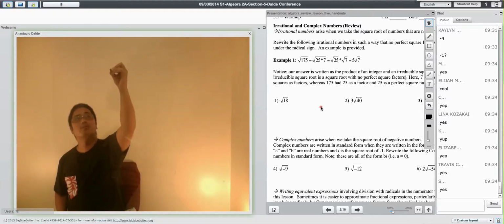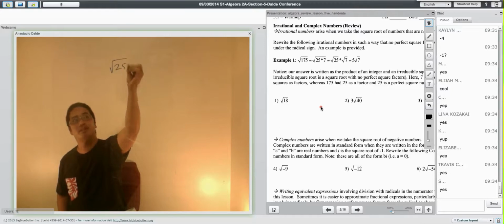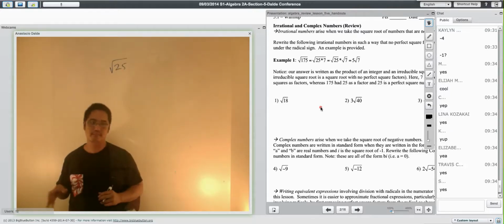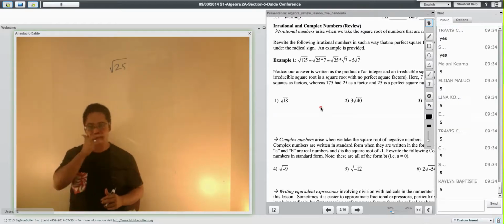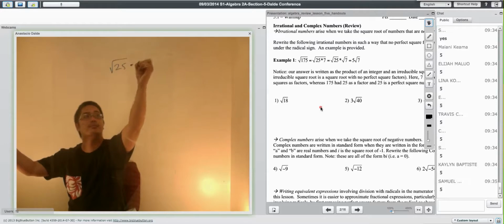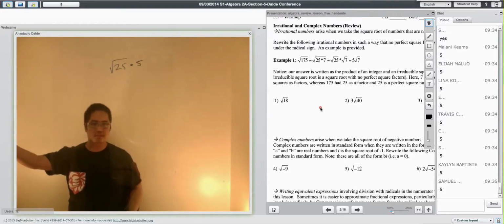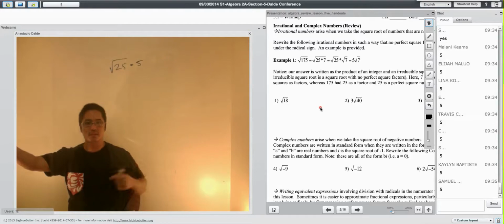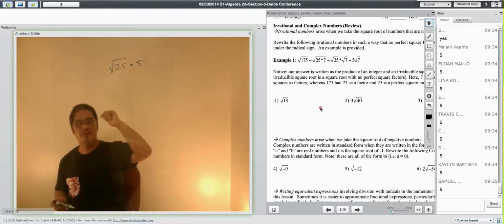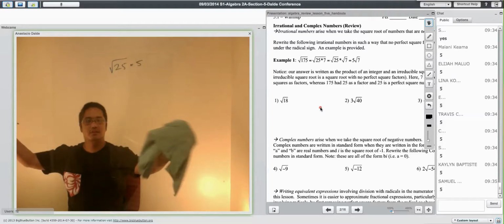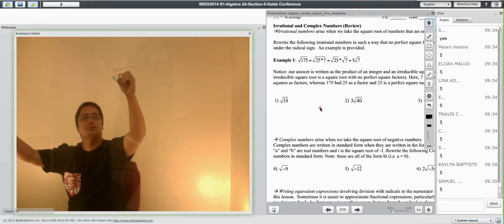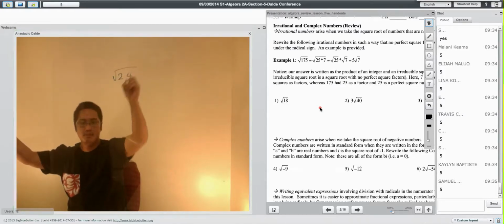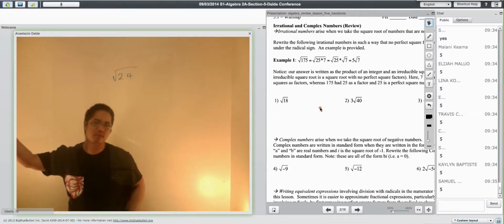For example, what is the square root of 25? Do you guys remember the square root? What it's asking is what times what will give me 25? The answer is 5. We're cool with that? So, the square root of 25 is equal to 5. What is the square root of 24? What's the square root of 24?